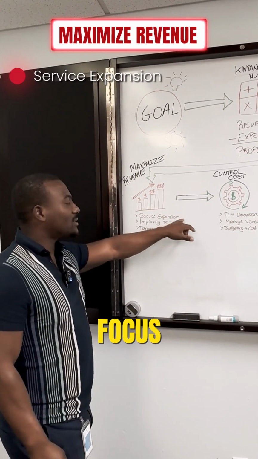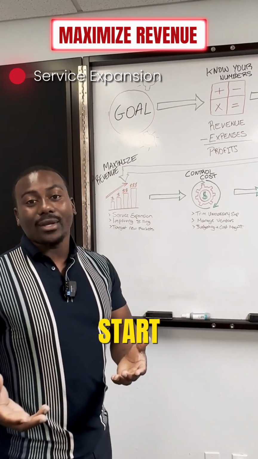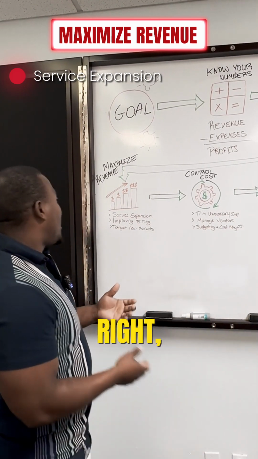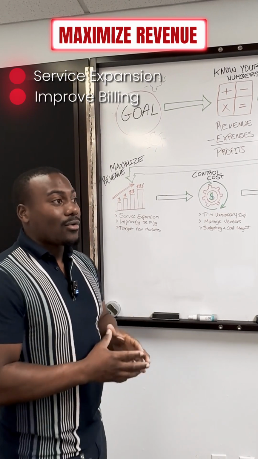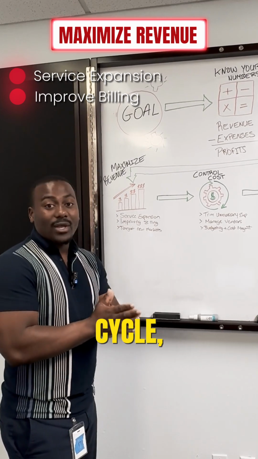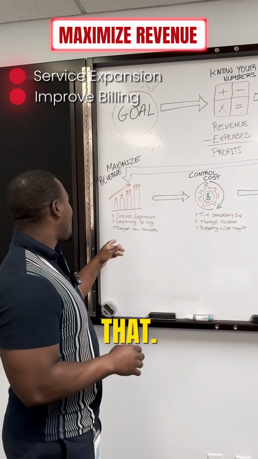So we want to focus on service expansion, whether maybe you're just doing ABA. How about we start looking at speech, OT, right? And those kind of services. Improving billing processes, right? Maybe in our revenue cycle, there are opportunities for improvement. We want to make sure that we're focusing on that.